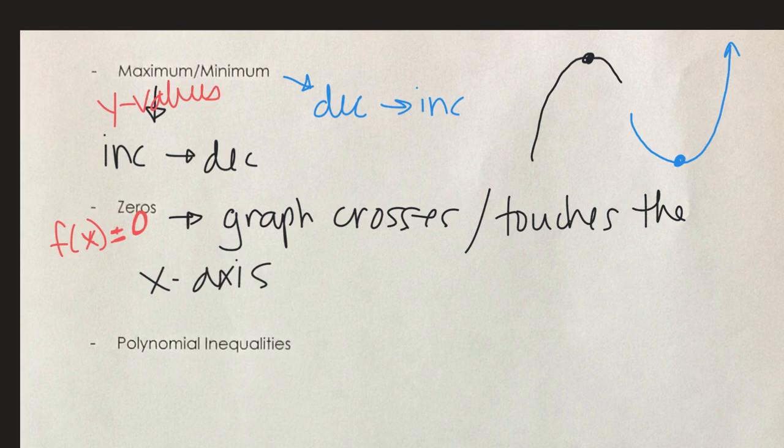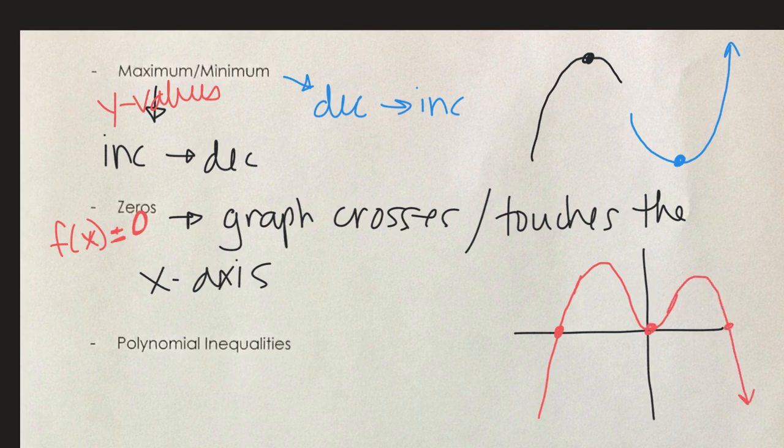Okay, so here is a graphical example. It can either cross the x-axis or it can bounce at the x-axis. So both of these places, in fact all three of these places, we're going to have zeros of your function.